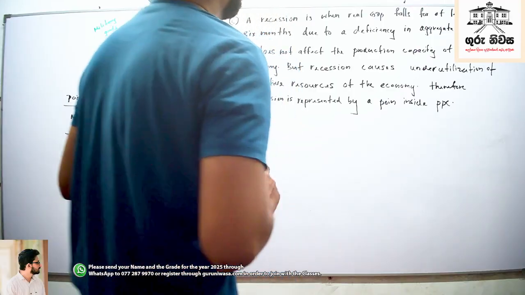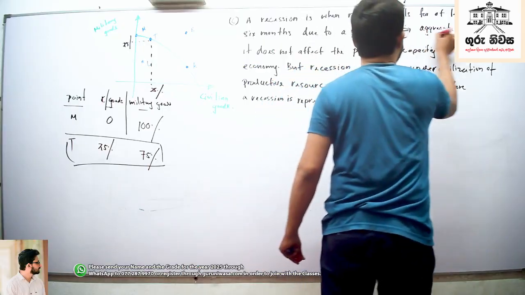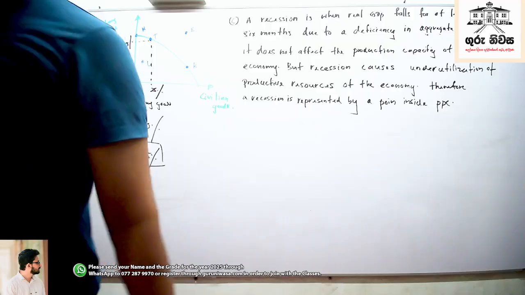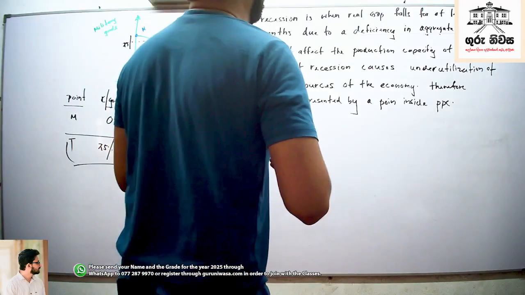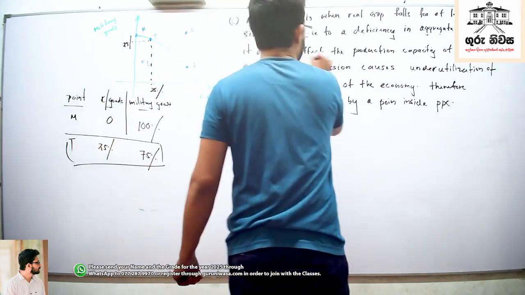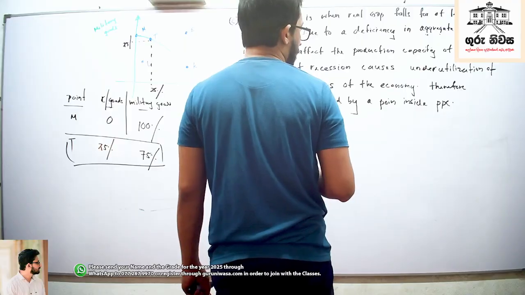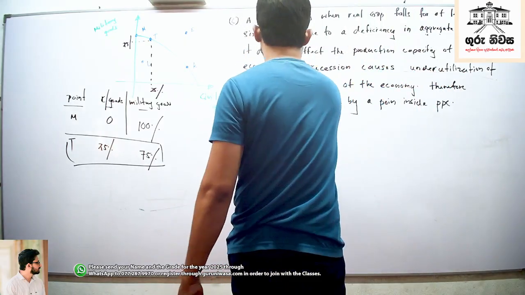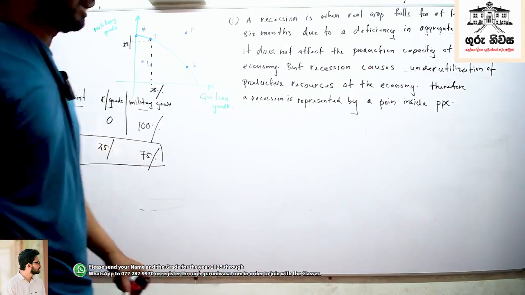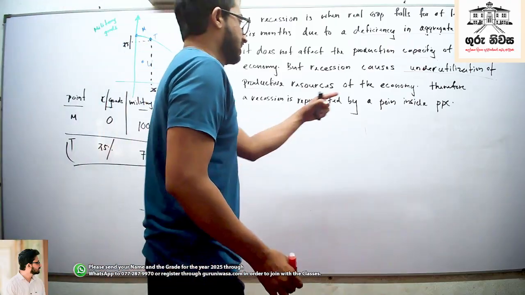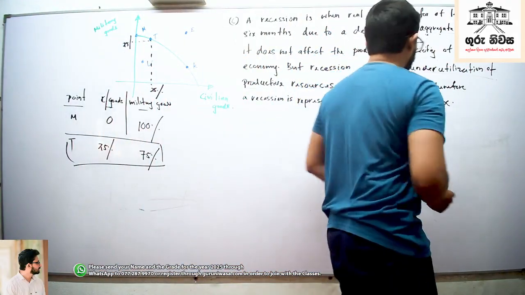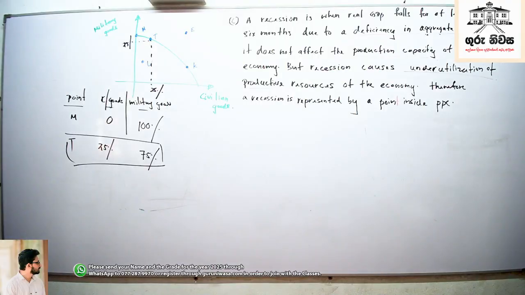Because of deficiency, meaning lack of aggregate demand. There's not enough aggregate demand. Aggregate demand means total demand. It does not affect the production capacity of the economy, but the recession causes underutilization of productive resources of the economy. Therefore, a recession is represented by a point inside a PPC curve. Any doubt? No, sir. Good.